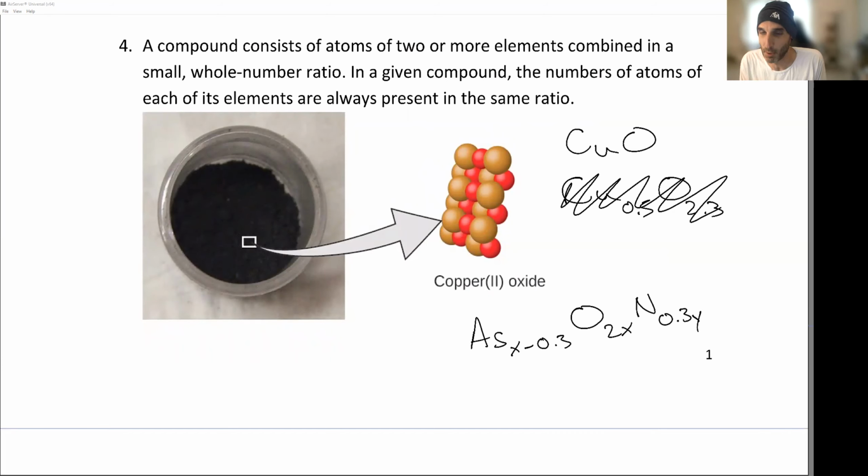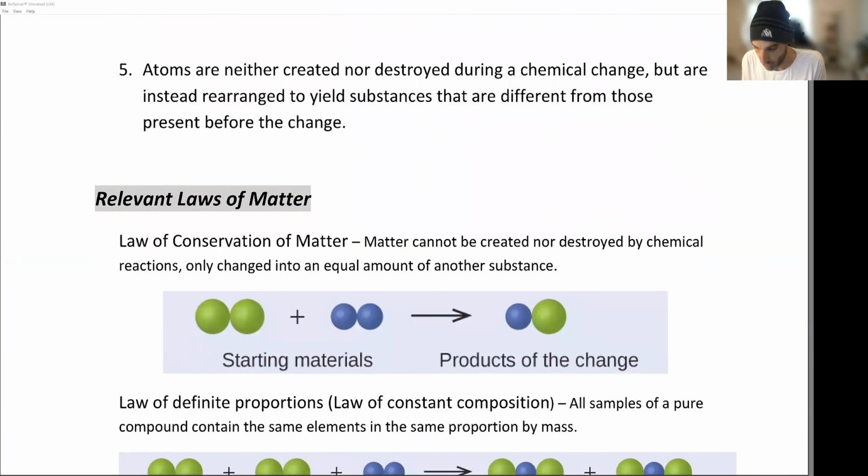So there are some really strange terms out there. They are the smallest whole number ratio. When you break it down, basically a compound consistently consists of the same ratio of elements. And we're going to talk about that in terms of the relevant laws of matter.